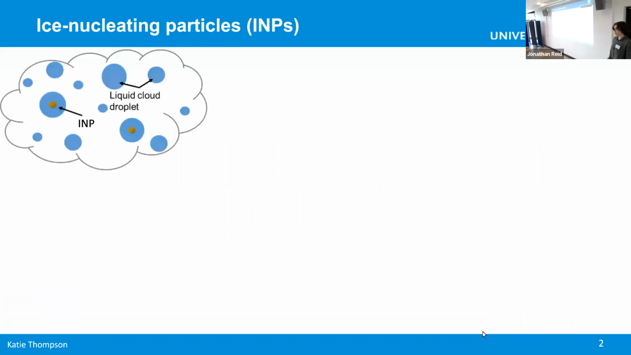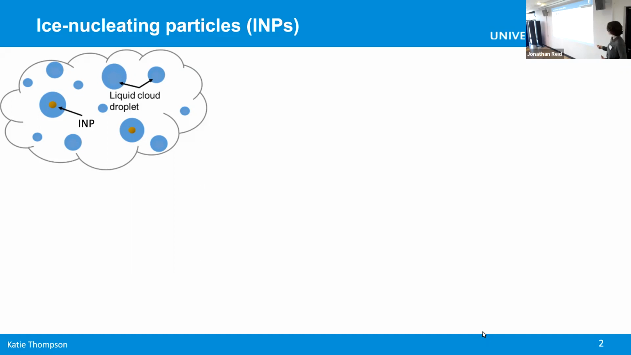So in a cloud, we see that water droplets tend to stay in liquid form until they get to about minus 35 degrees C, if nothing else is interfering. So clouds can be in this supercooled, metastable state, below zero until about minus 35. However, ice nucleating particles can change that.